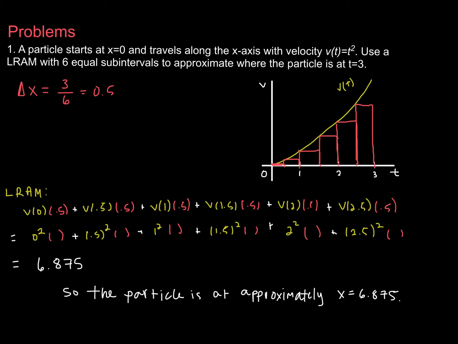And so the total distance that we get is going to be a little less than the true total distance that the particle has traveled. So this would be an underestimate of the true position of the particle at t equals 3. This is a question that the AP test people like to ask quite a bit, so it's important to start thinking about whether our approximation will be an underestimate or an overestimate of the true value.